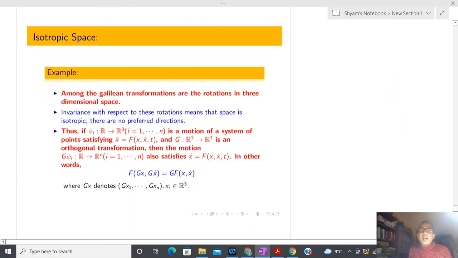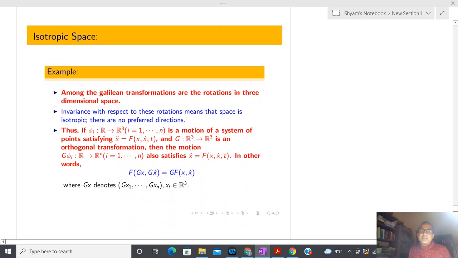Last one is called isotropic space. What does it mean? It means I have to make sure that the Galilean transformation, of which rotation is one component, is also preserved, or invariant with respect to rotation. That means there is no preferred direction.